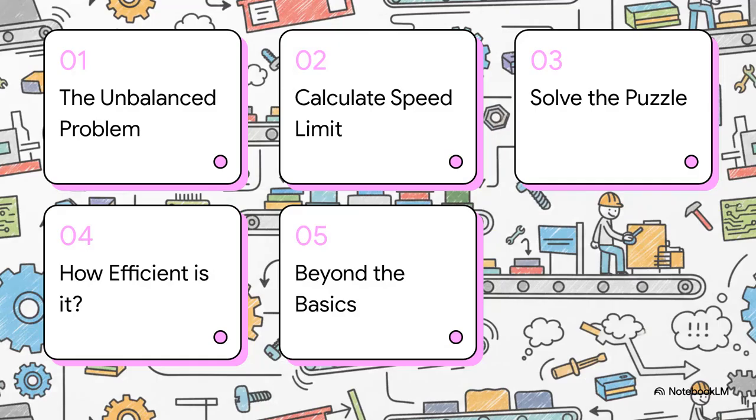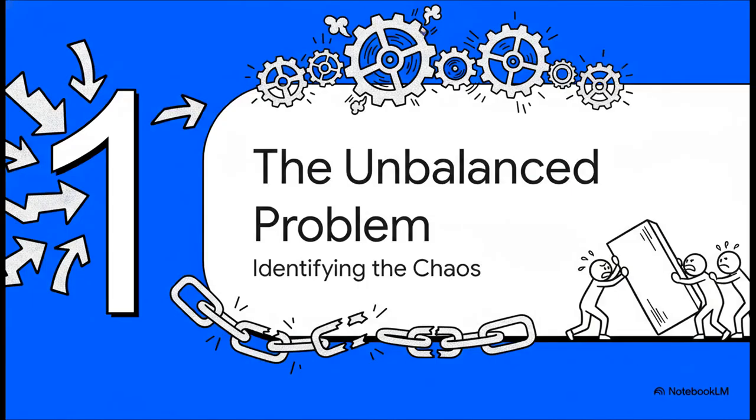So here's our game plan. First, we'll dig into the problem itself. Then, we'll do the core math to figure out our pace. After that, we get to the fun part, solving the puzzle of assigning the tasks. Then we'll grade our own solution, and finally, we'll look at what to do when reality gets a little more complicated. Okay, so let's get right to it.